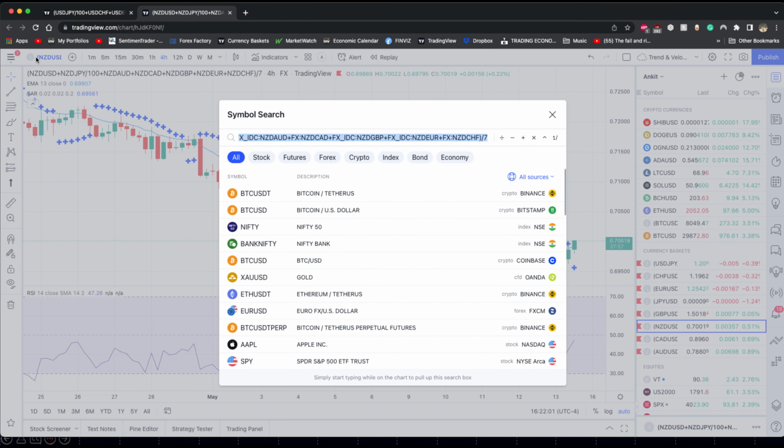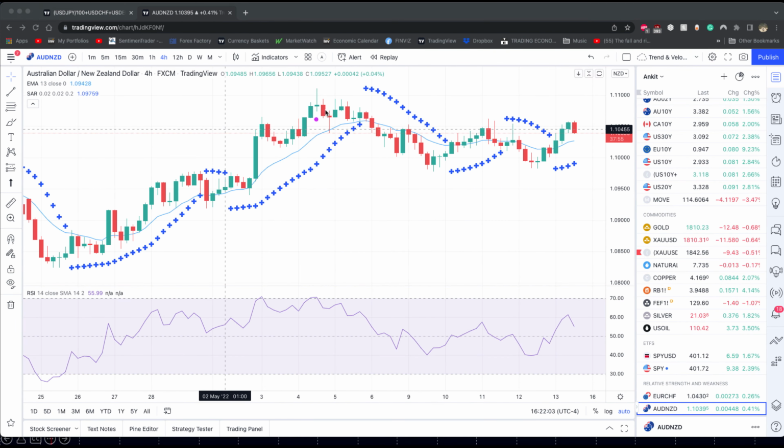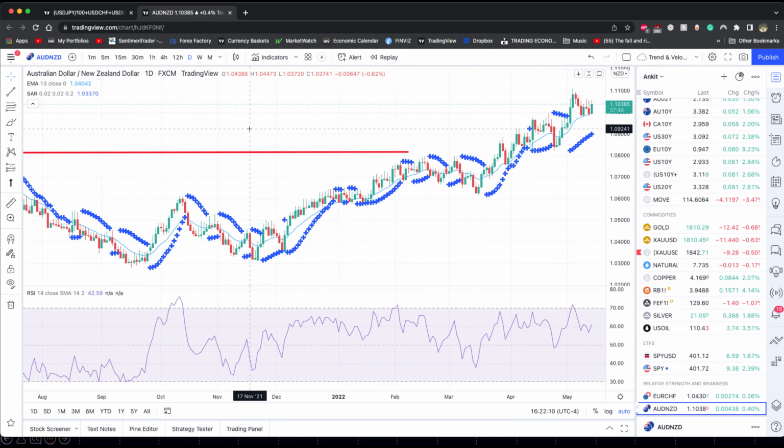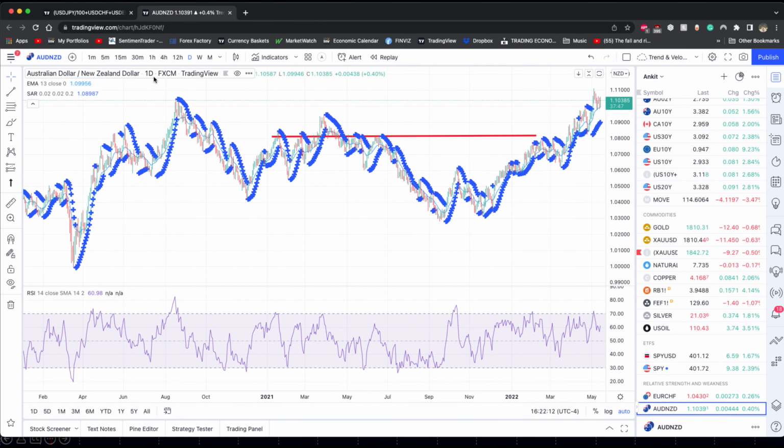Let's actually take a look at the Aussie Kiwi pairing, and notice that the Aussie Kiwi pairing in the last couple of weeks has been pretty sideways. And this is also up against a very strong level of resistance. You can see it goes back all the way.